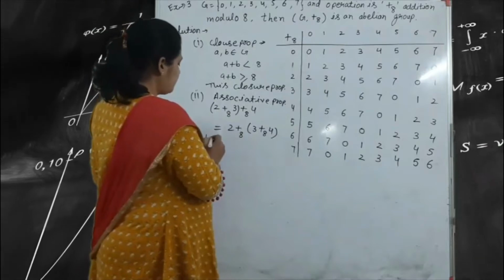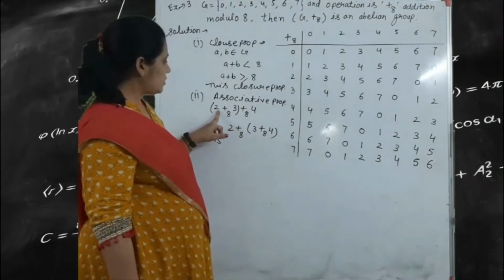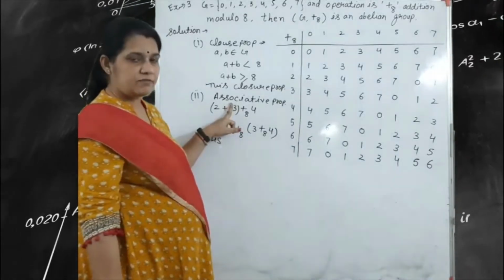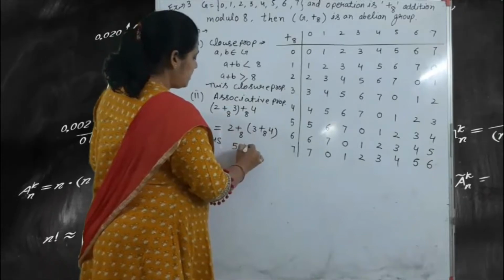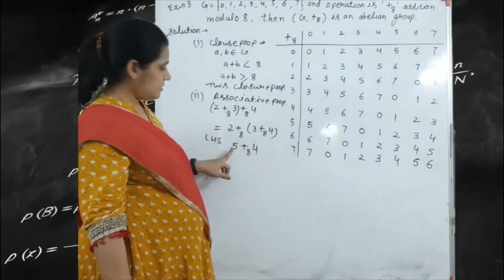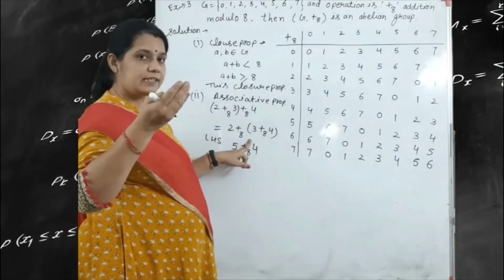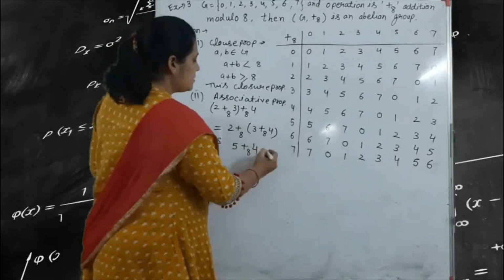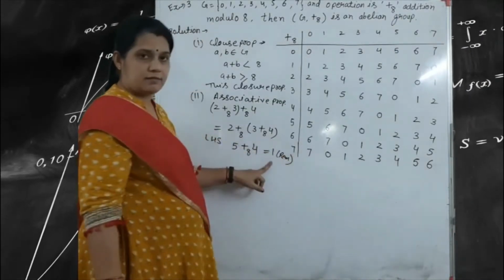So first we find the LHS. LHS, that means what? 2 plus 3, that means 5. So 5 is less than 8, so we write here only 5 plus modulo 8 and the 4. So what is the answer? 5 plus 4, that means 9. So 9 is greater than 8, so 9 divided by 8, the remainder is 1. Don't be confused here.